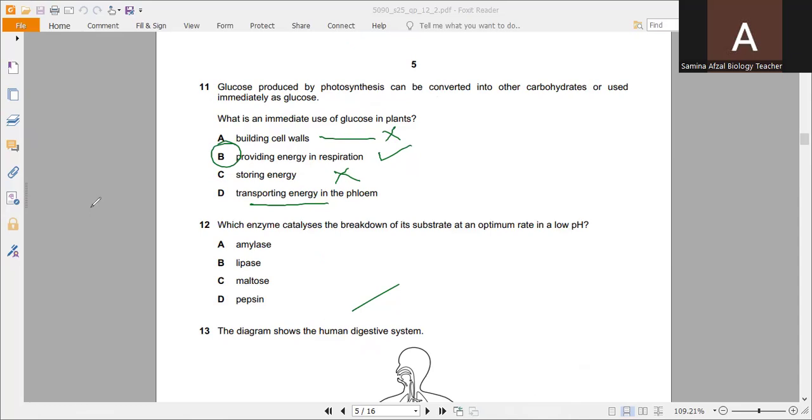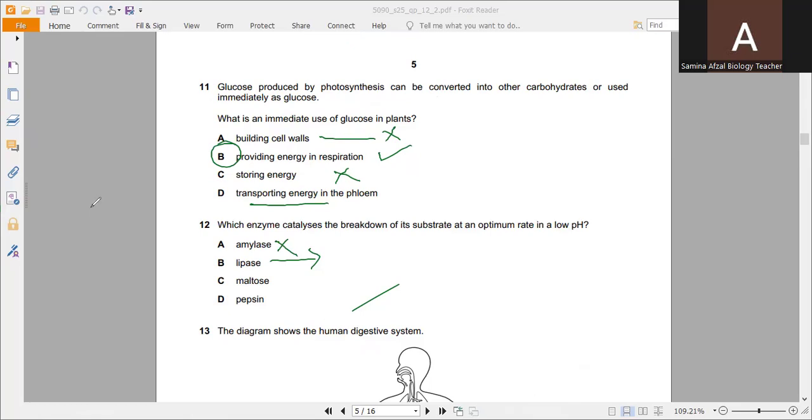Which enzyme catalyzes the breakdown of its substrate at an optimum rate in a low pH? Amylase is used to digest carbohydrates. The carbohydrates start digestion in the mouth, so the pH is neutral. Lipase again, so alkaline nature is needed for them. So they need high pH.